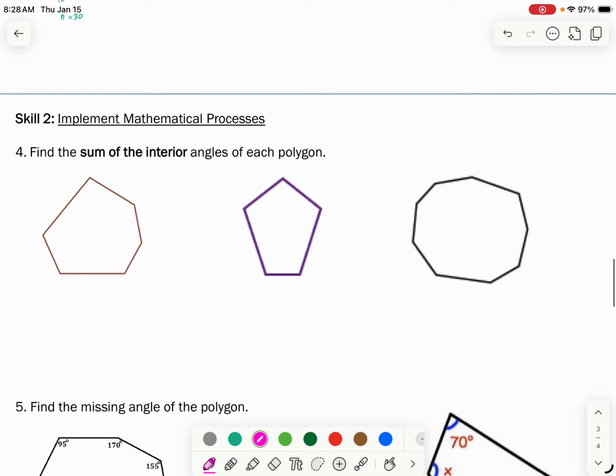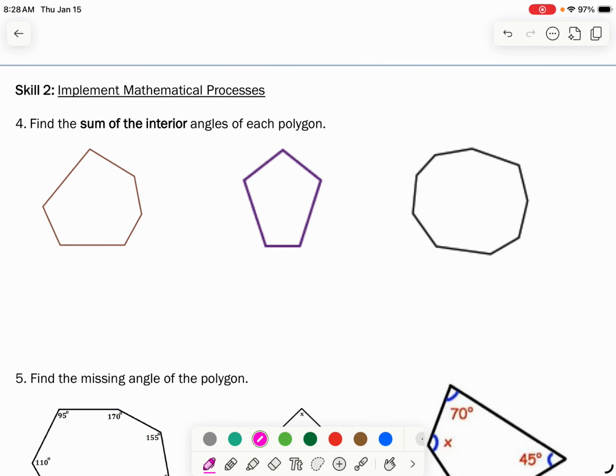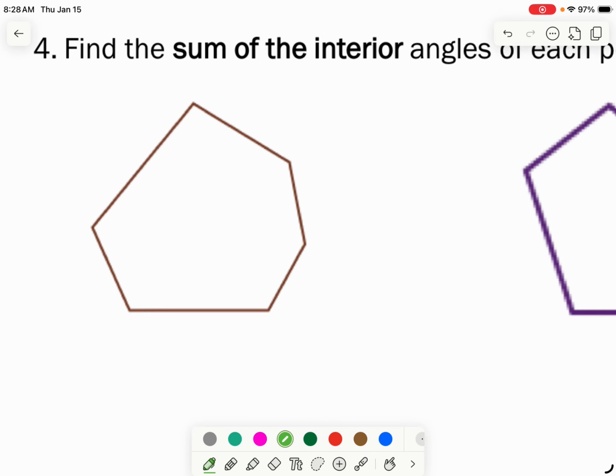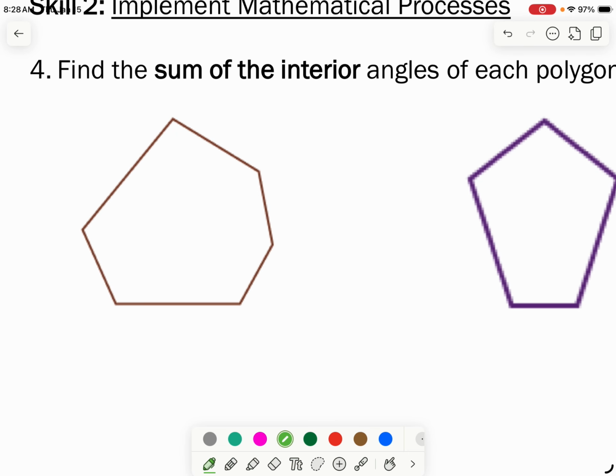All right, we're all set. Turn the page. And now we've got our finding the sum of interior angles of a polygon. So here's a polygon. What's the sum of the interior angles?